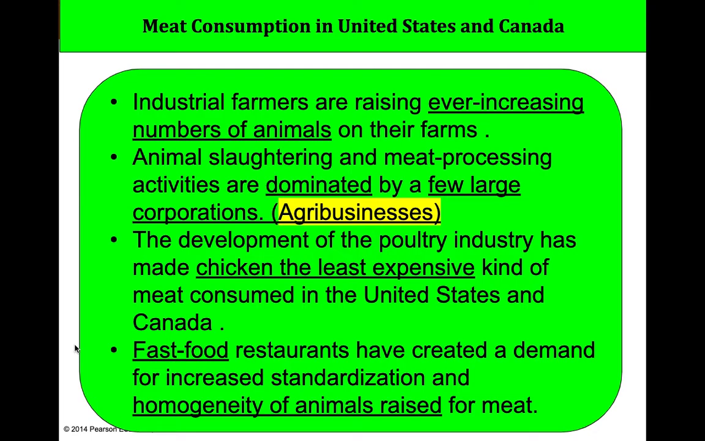When we look at the development of the poultry industry, chicken is the least expensive to develop and process. Fast food restaurants have created a homogeneous landscape, which has destroyed the fertility of some soil and caused soil erosion and pollution, which we'll talk about later.